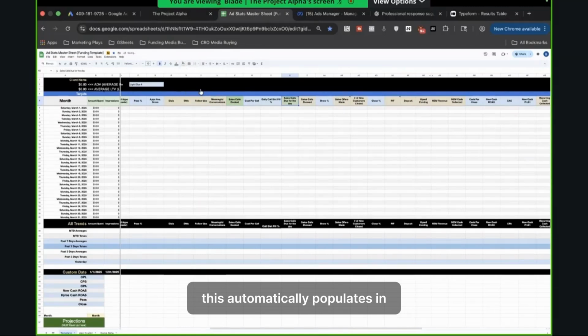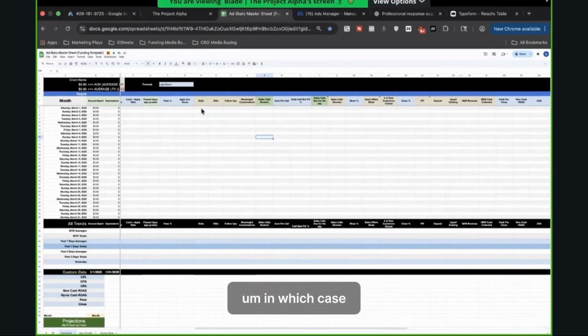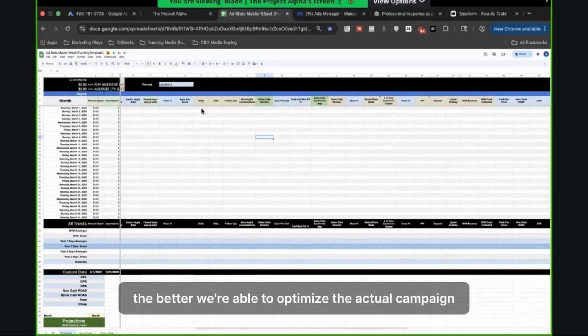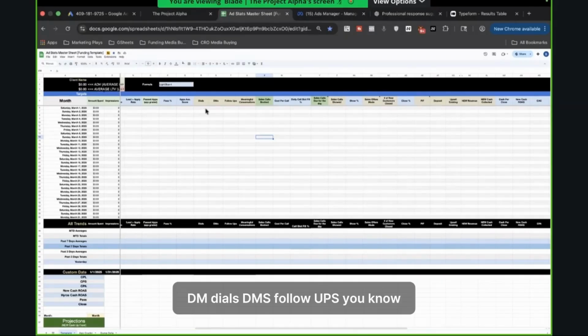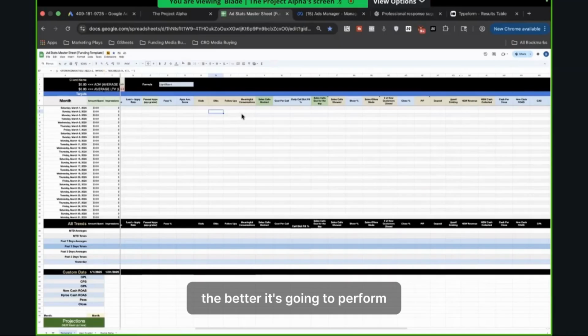Sales calls booked and sales calls due for the day. This automatically populates in. So really all you're focusing on is what's like this yellow area over here. In which case, the more information that we have on here, really the better we're able to optimize the actual campaign, the better we're actually able to take your input and further get you what you want over here. DM, dials, DMs, follow-ups. At first, a lot of people don't really put that in, but again, the more information that we can, the better it's going to perform.